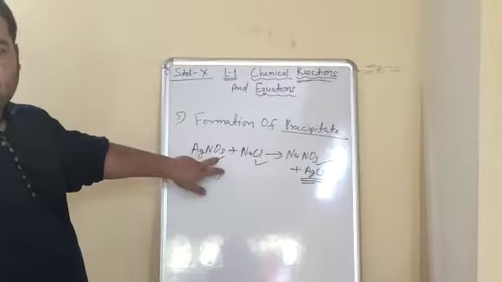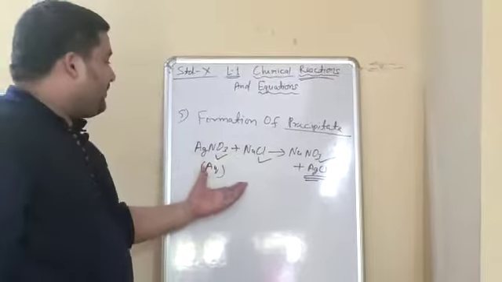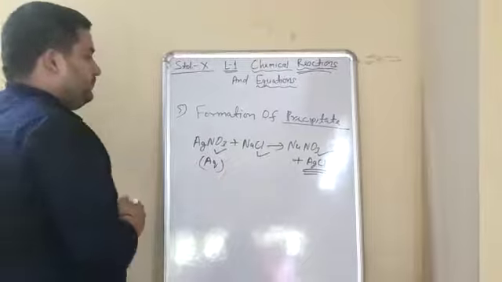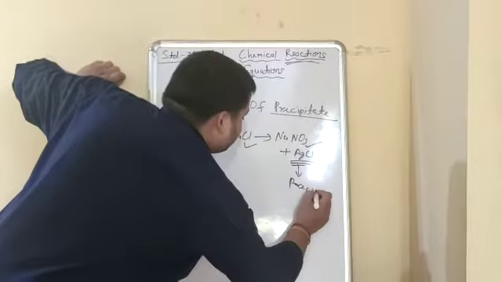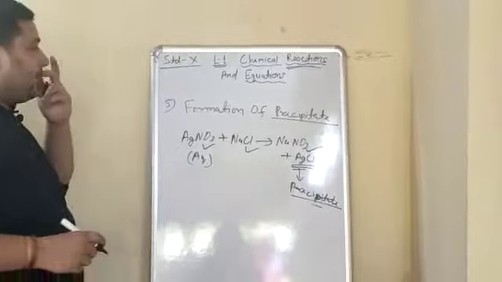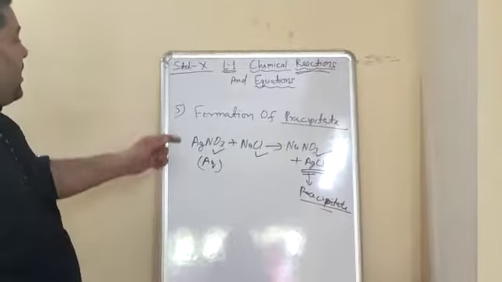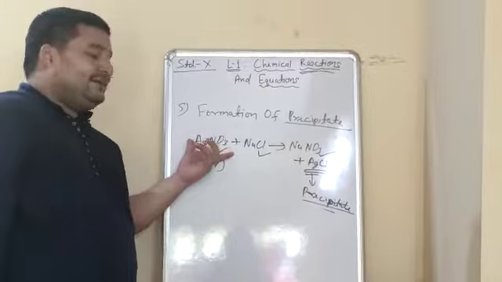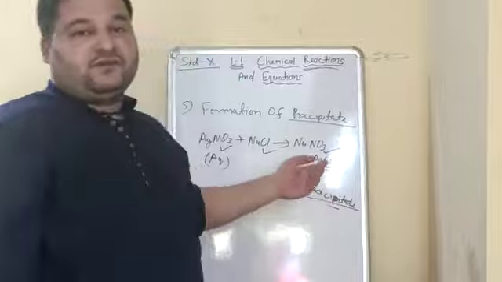Silver nitrate is soluble in water, sodium chloride soluble in water, two soluble substances react to each other, one insoluble substance is formed. It is known as precipitate. Don't be confused. Later we will discuss in detail what is precipitate and how it is formed. So formation of precipitate. Simple example here. When silver nitrate reacts with sodium chloride, sodium nitrate as well as silver chloride is formed.